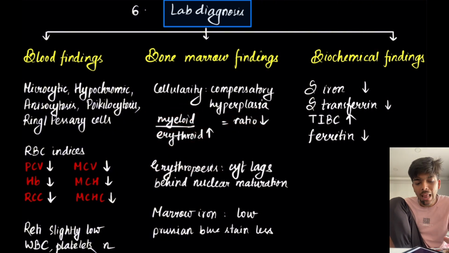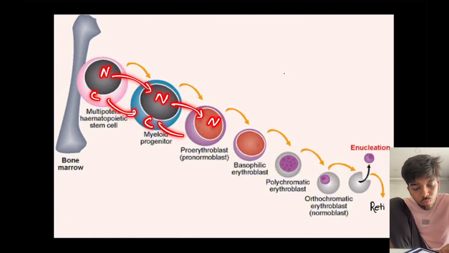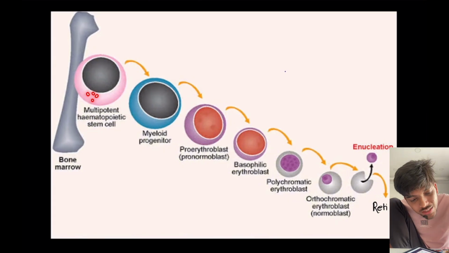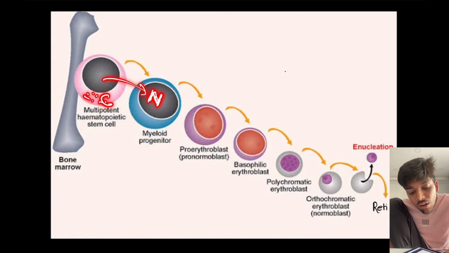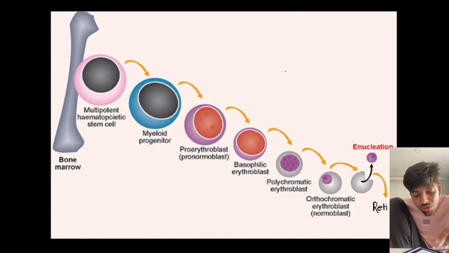Erythropoiesis: cytoplasm lags behind nuclear maturation. Why? Normally the nucleus matures, and along with it the cytoplasm matures. But in iron deficiency anemia, there is lack of iron, there is lack of heme, there is less production of hemoglobin, so cytoplasm lags behind. Cytoplasm is yet to mature, but the nucleus has already gone ahead. So this nucleus reaches this level of maturation, but the cytoplasm here is still the same as cytoplasm here. So the maturation of cytoplasm is lagging behind.